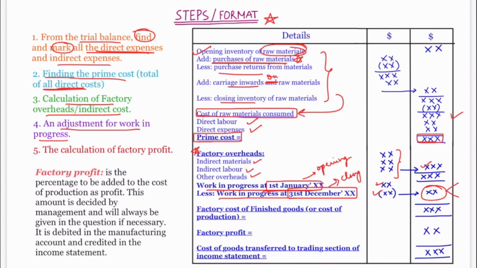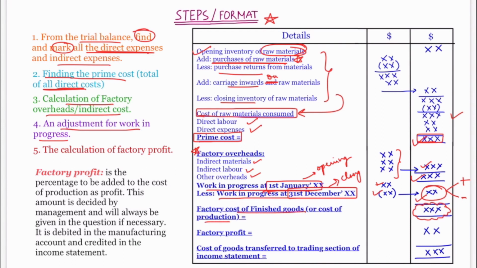One thing to note here is that this figure can be both positive and negative. So no worries. If it is positive, just add it to the prime cost and factory overhead, and if it is negative, then subtract it. The addition of all these three, that is the prime cost, factory overheads, and net adjustment of work in progress, will give you the factory cost of finished goods or cost of production.